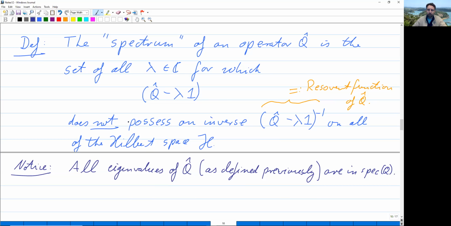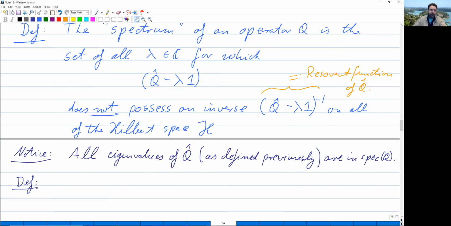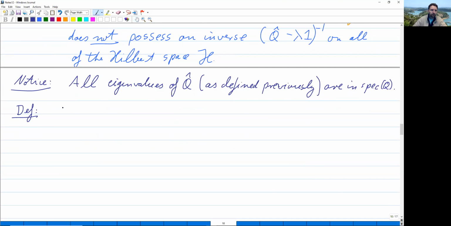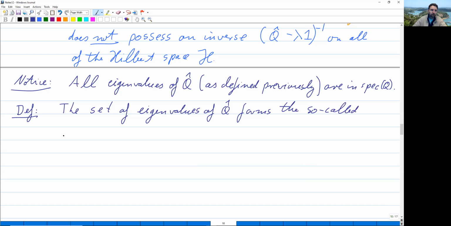Now, we adopt a definition, namely, we say that the set of eigenvalues of Q hat forms the so-called point spectrum of Q hat. Now, why would one adopt that name?